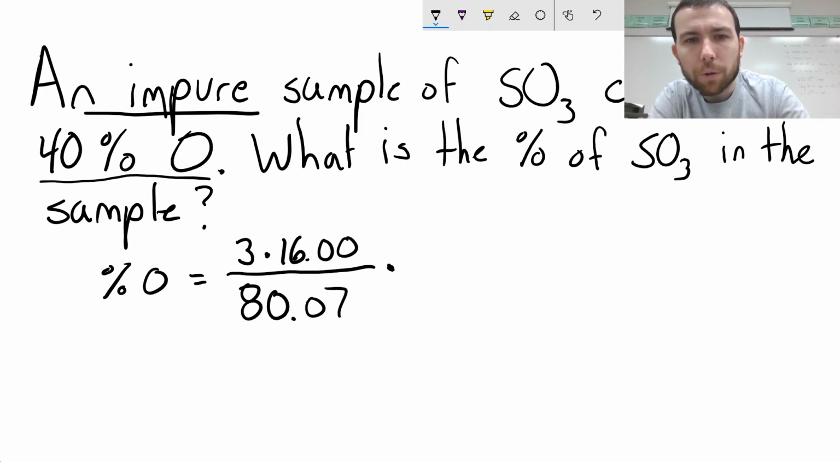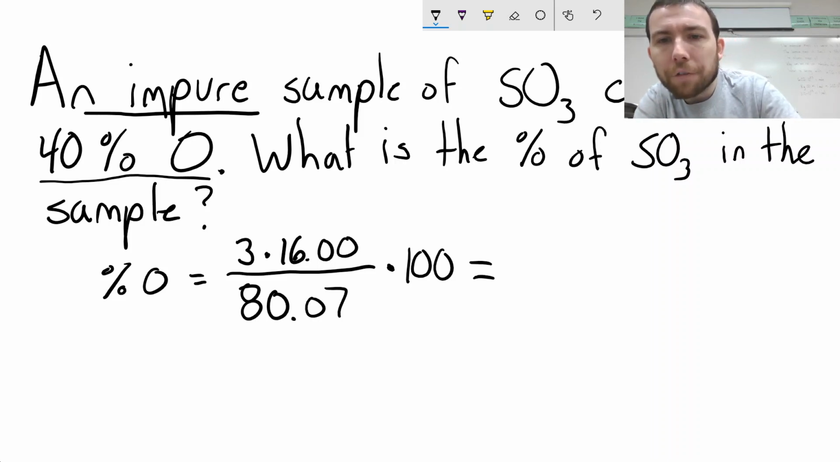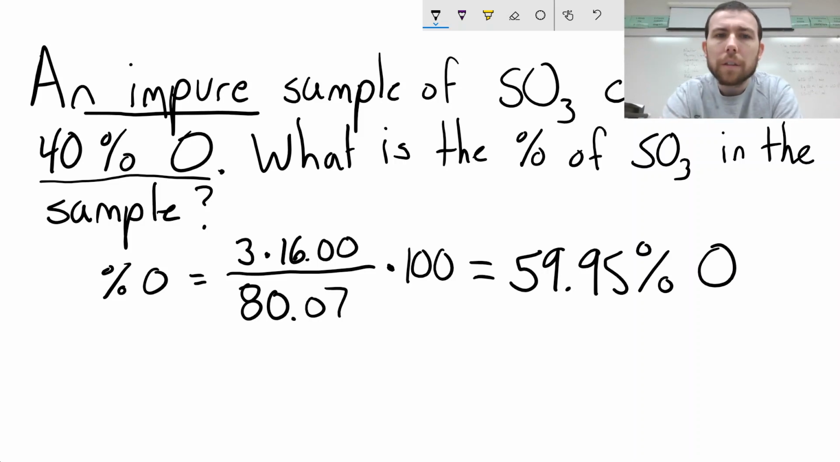Now, of course, we want this to be a percentage, so I multiply all of that by 100. When we do that, we get that the percentage of oxygen in SO3, if it's a pure sample, if it's 100% SO3, would be 59.95% oxygen. I chose 4 significant digits because my molar masses all went to 4 significant digits. That's why I made it 59.95.